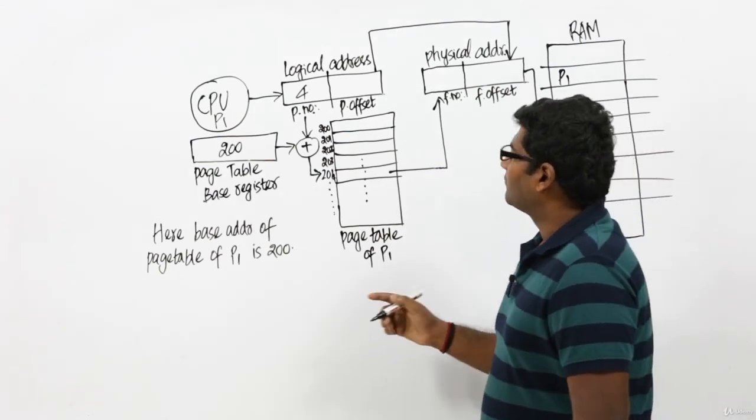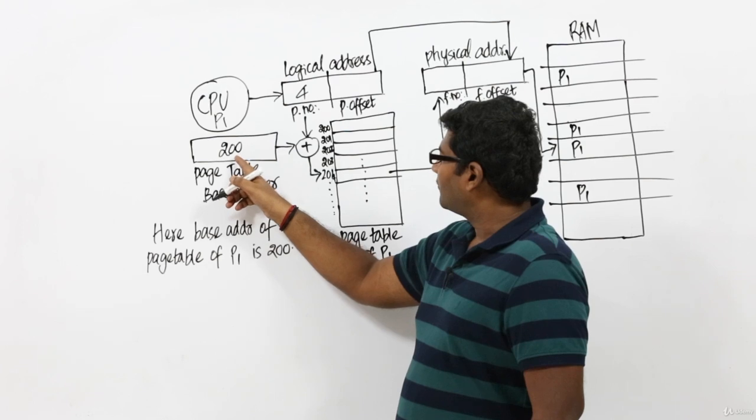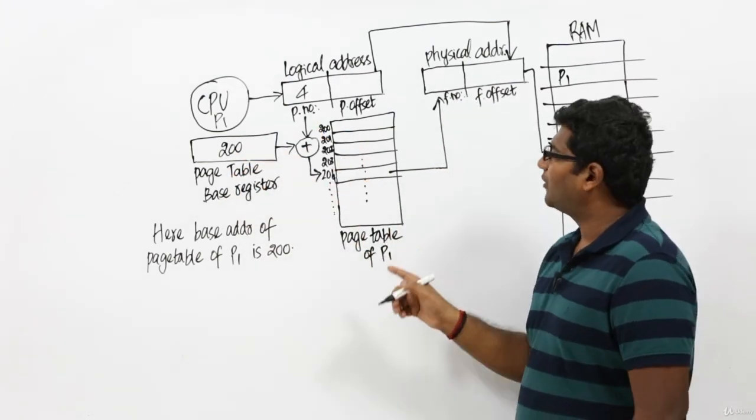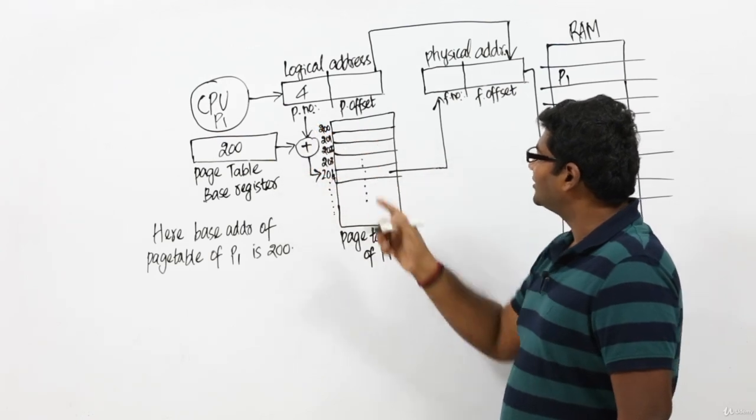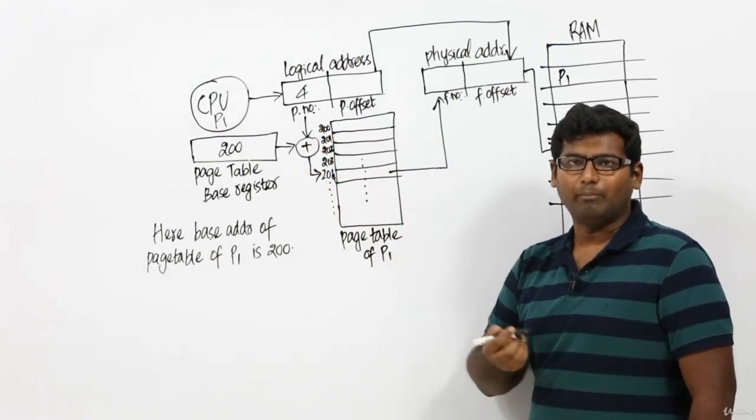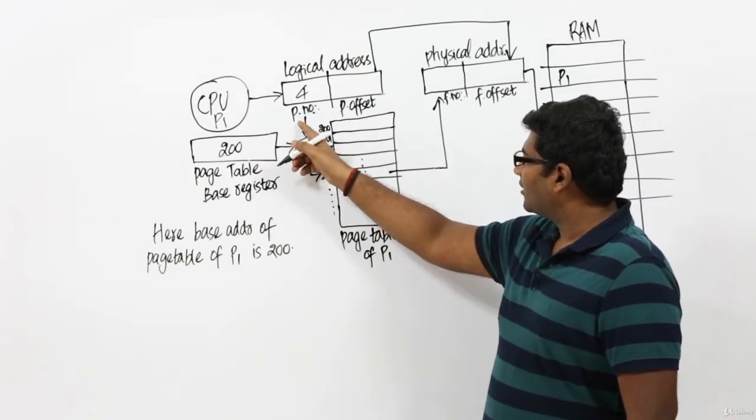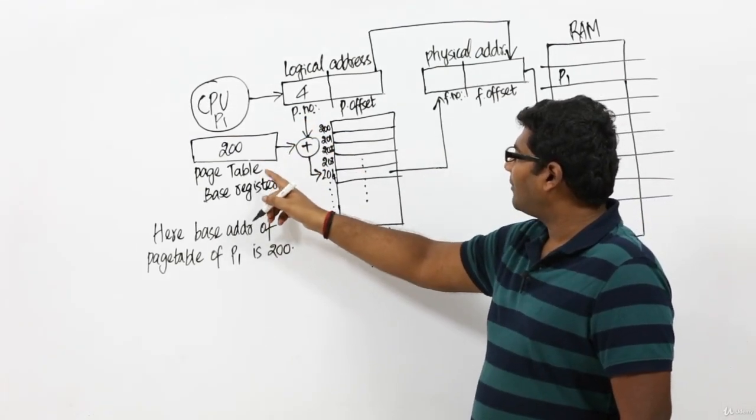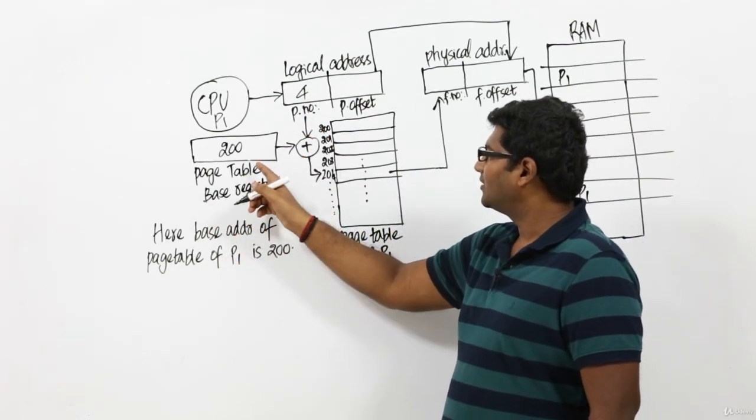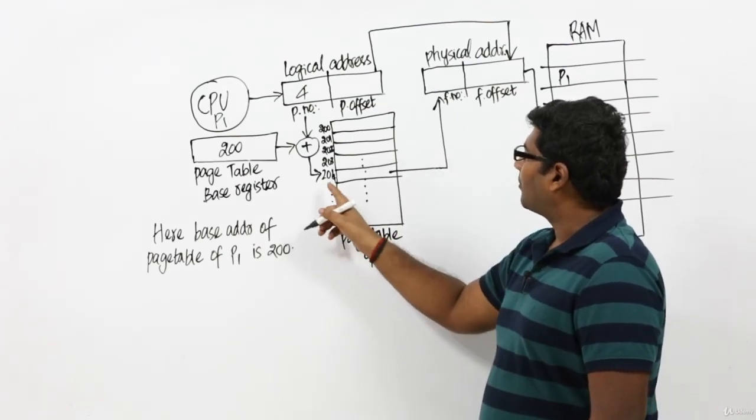Okay, fine. Now using this base address, I will be able to go to the starting address of the page table of P1, which is nothing but 200. Now after going into this, I need to index into the page table, right? Which means I need to choose the entry number. For that, what I will do is, I will take the page number field of the logical address, and add it to the page table base address, so that I will get the appropriate entry, right? I will get the appropriate entry.